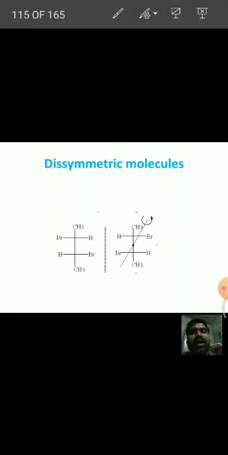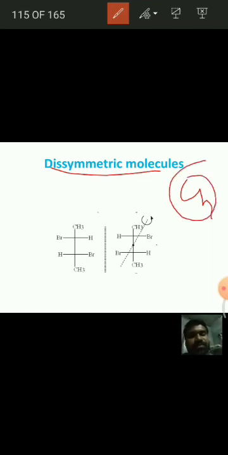This molecule is said to be a dissymmetric molecule, and the molecule is optically active. But here only a Cn axis of symmetry will be present, and the absence of Cn is not necessary for optical activity. This is a dissymmetric molecule, with absence of plane of symmetry, center of symmetry, and alternating axis of symmetry. The molecule is chiral, optically active. That means it is non-superimposable on its mirror image.